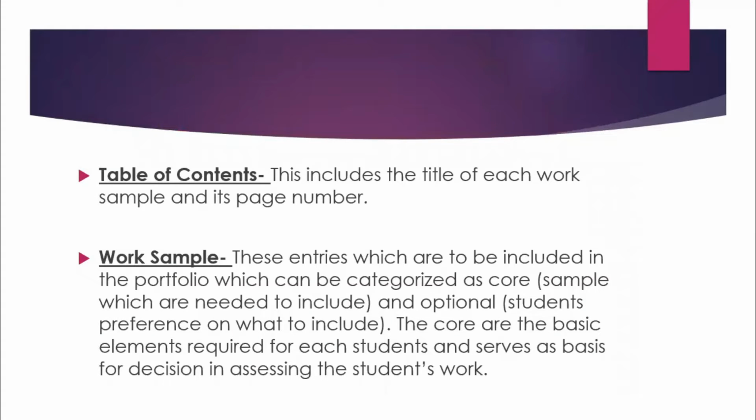The next one is the table of contents. The table of contents includes the title of each work sample and its page number. For example, if we're going to have an activity, in every activity there should be a title. We will include that in our table of contents, so that if someone sees it, they would know what's inside the portfolio.